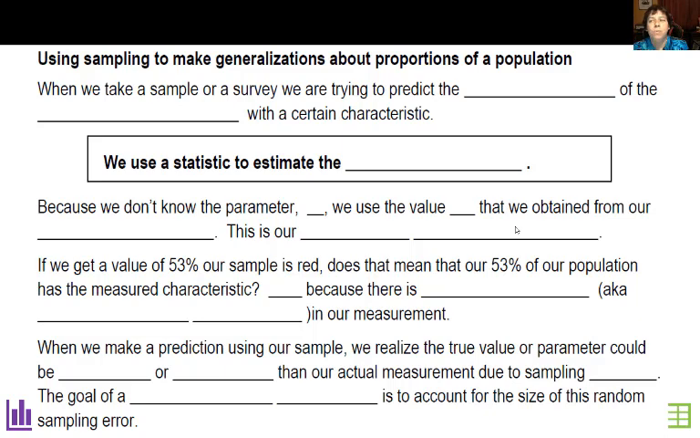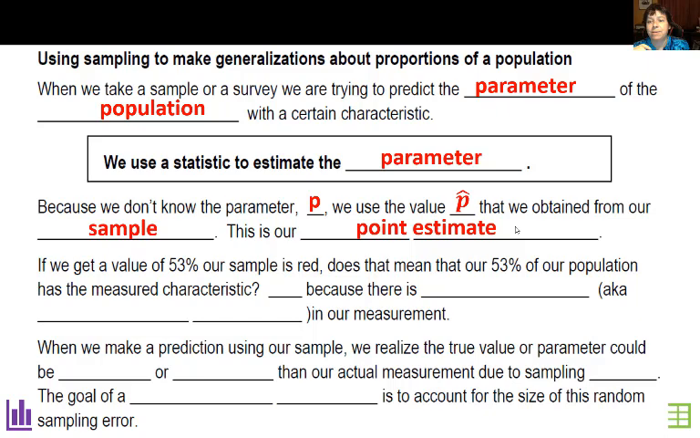When we take a sample or a survey, we're trying to predict the parameter, and that would be of the population with a certain characteristic. Now, we use a statistic to estimate the parameter, and if we don't know the parameter p, in this case for proportions, we use what's called p hat. That is the proportion that we got in our sample. So this is what we call our point estimate.